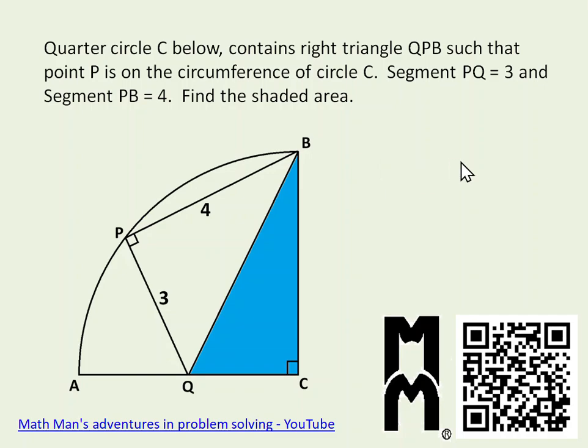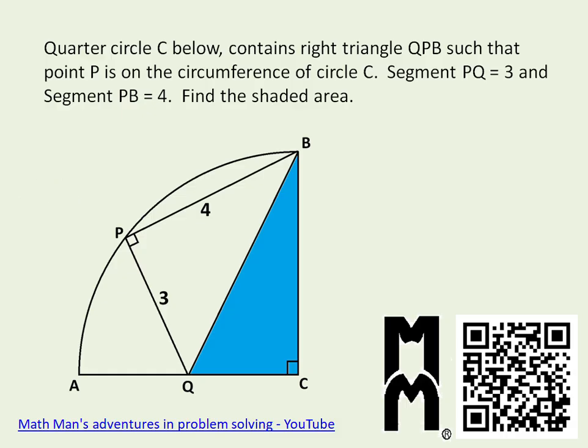Problem I posted on Facebook, and I promised my viewers that I'd have the solution on YouTube. It's basically a quarter circle with a right triangle, and it's the 3, 4, 5 triangle, but the blue area is what you're supposed to find the solution for. This particular problem is a little more complicated, but it's easier than you might think.